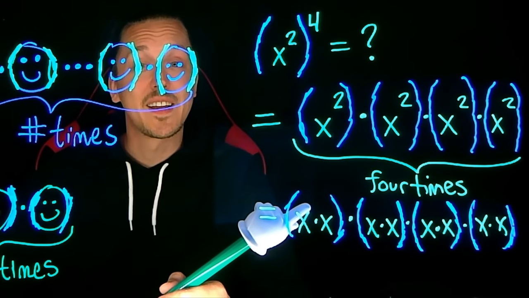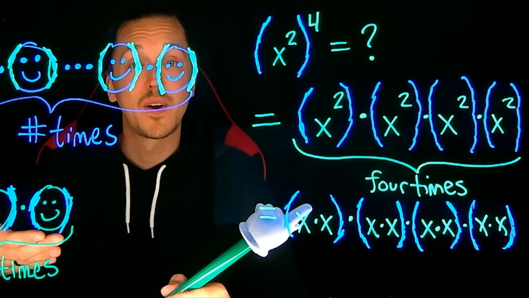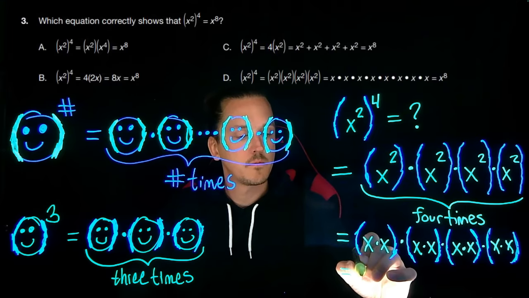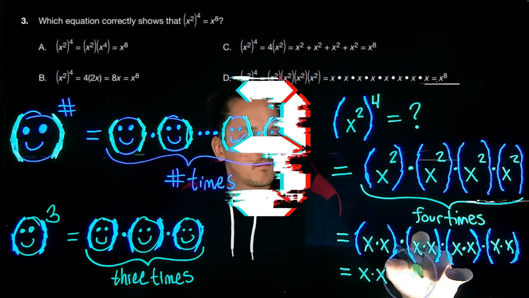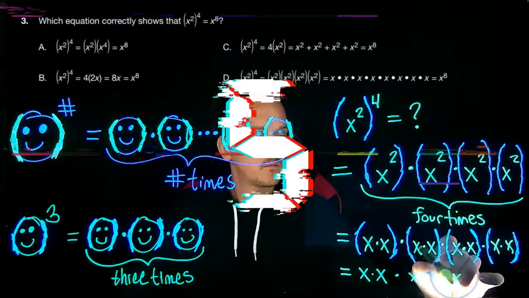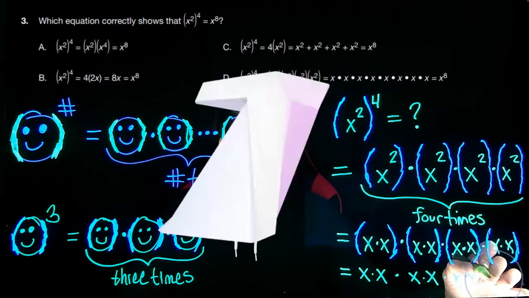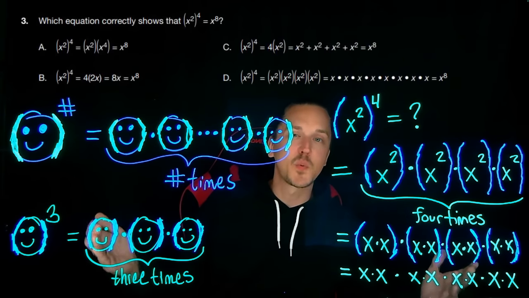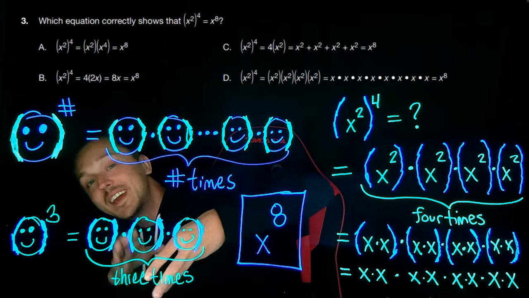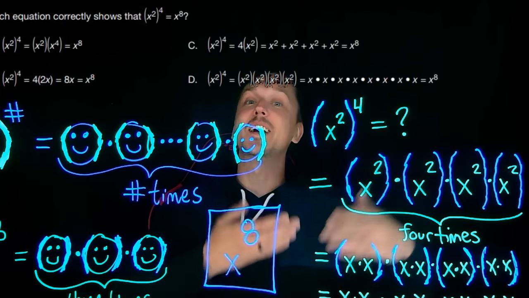Because we're only multiplying x's here, we no longer need these parentheses. Without our parentheses, we have x multiplied by x 1, 2, 3, 4, 5, 6, 7, 8 times. In math shorthand, we write that as x raised to the 8th power. Wow! By carefully observing, noting, and reasoning, we can now see that the answer is D.